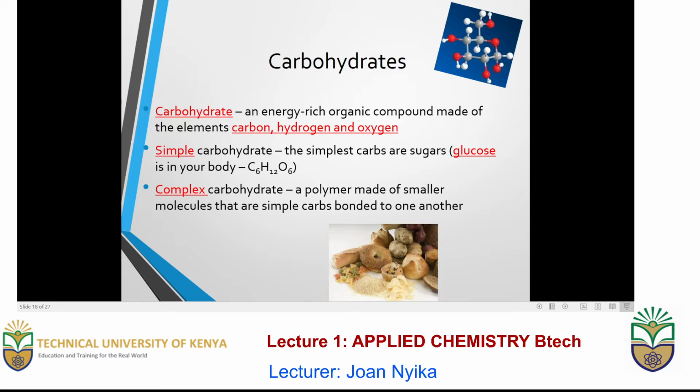Let us look at carbohydrates. Carbohydrates are what we simply refer to as energy-giving organic compounds, and they mainly consist of carbon, hydrogen, and oxygen that are bonded in various ways. We have simple carbohydrates and complex carbohydrates. The simplest form of carbohydrates is what we refer to as glucose, and glucose usually is made up of 6 carbon atoms, 12 hydrogen atoms, and 6 oxygen atoms.